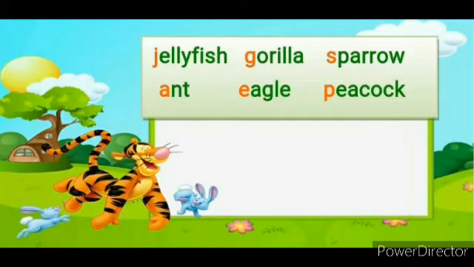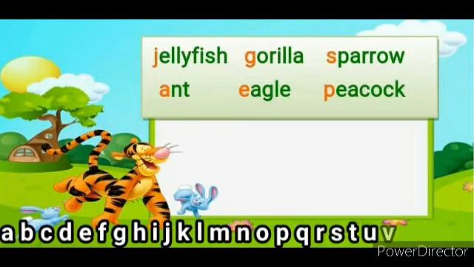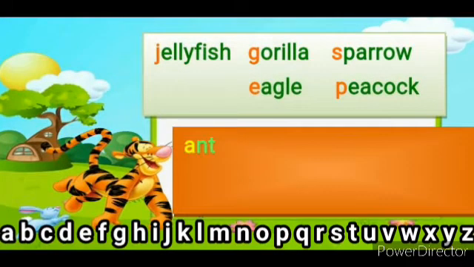Let's see another example. These are the names of some animals and birds. Let's read these words: jellyfish, gorilla, sparrow, ant, eagle, peacock. Let's start arranging these words. What will you see? The first letter of these words. Do we have the word starting with A? Yes, ant. So the first word in our list will be ant.